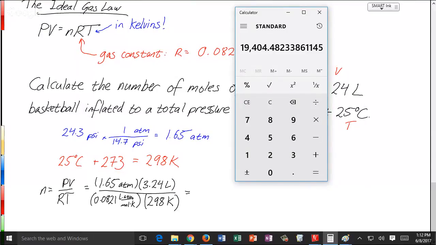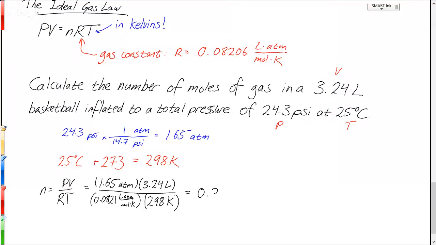Is that right? No, what did I do wrong here? Oh, I did times instead of divided by. 1.65 times 3.24 divided by 0.0821 divided by 298. That looks better. All right, 0.218 moles of gas.